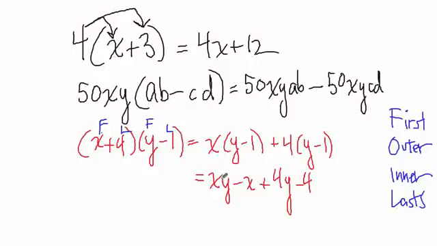So notice that the XY is a product of the firsts. So that's how you get the F in FOIL. Notice that the -4 is a product of the lasts. That's how you get the L in FOIL. And now the outers and inners. For the outers, you want to look at the term on the extreme left and the term on the extreme right. So the X and the -1.